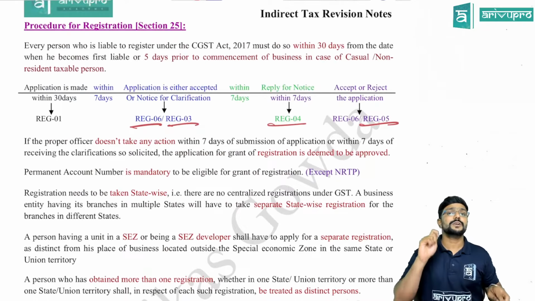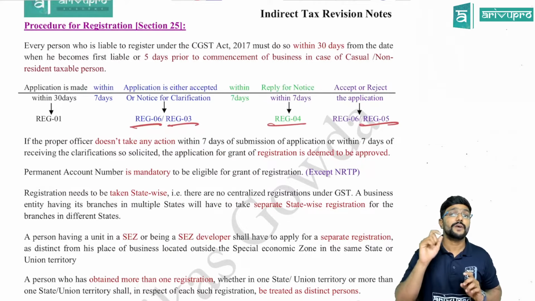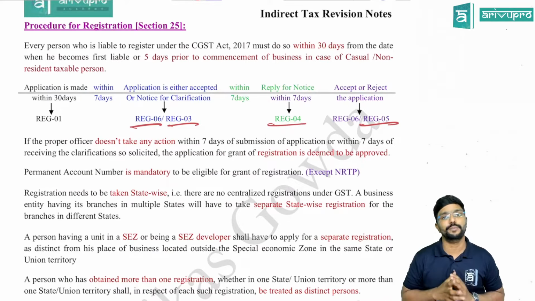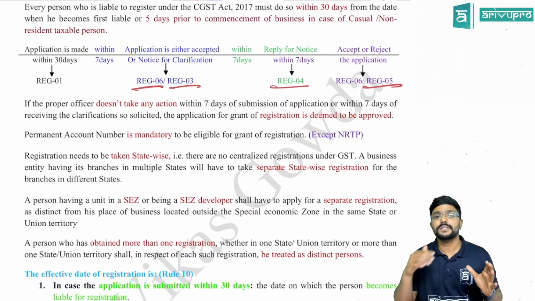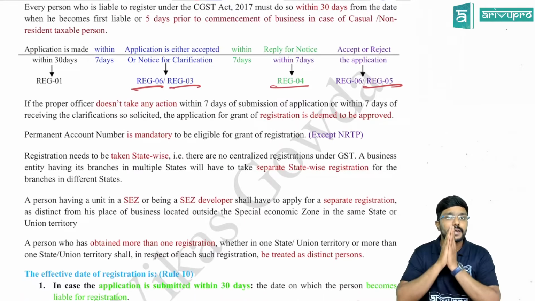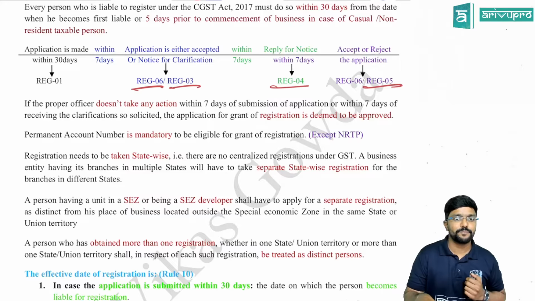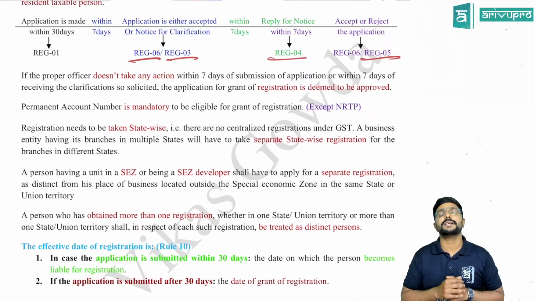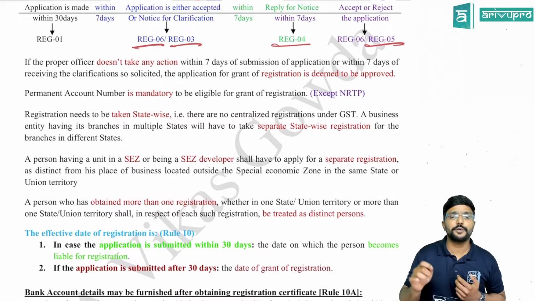Next, a casual taxable person and a non-resident taxable person have to apply for registration 5 days prior to commencement of business. Then if the proper officer is silent within the time given to him, then at the end of 7 days, it is understood or implied that registration is approved or granted. Then PAN is a must for getting registration under GST except for NRTP. Then registration needs to be taken state-wise.